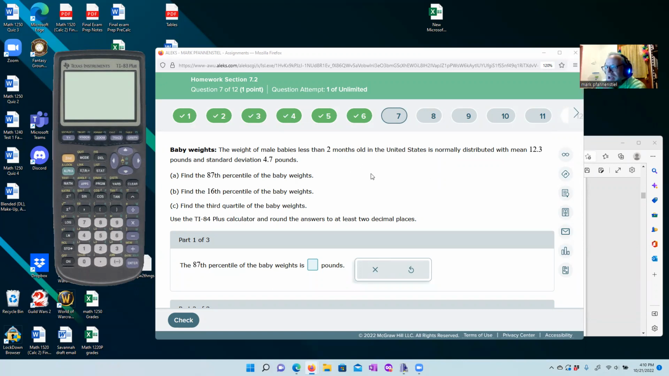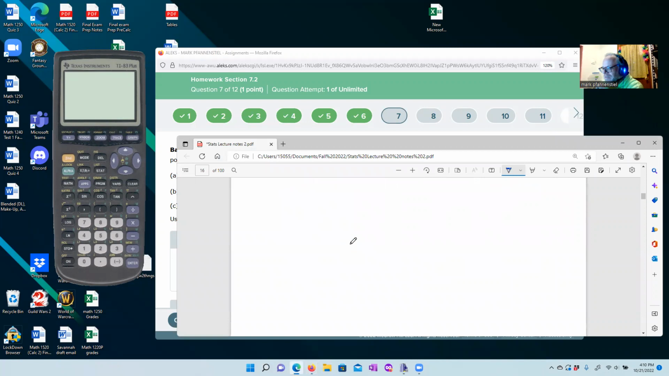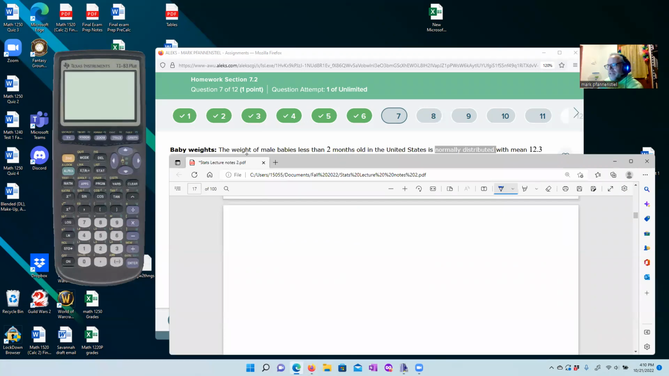This is a pretty standard problem. The weight of male babies less than 2 months is normally distributed. That's an important thing to note. Mean 12.3, standard deviation of 4.7. We're going to write that down because we're going to need it. So x is normally distributed, and what is our average? Our average was 12.3, and the standard deviation is 4.7.